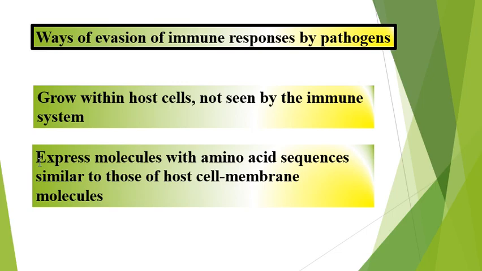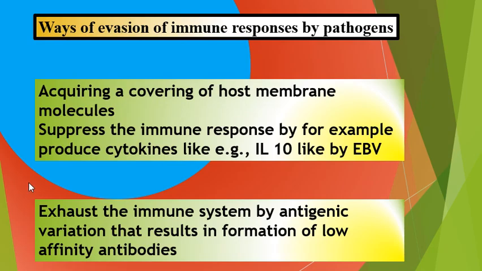So as I mentioned, these microorganisms, in order to evade effective immune responses and neutralizing immune responses, grow within the host, and maybe they get sequestered inside the host and will not be seen by the immune system, or they express some molecules very similar to those of host cells, so they will be seen by the immune system as a self cell, and or may cover themselves by plasma or by host membrane molecules.